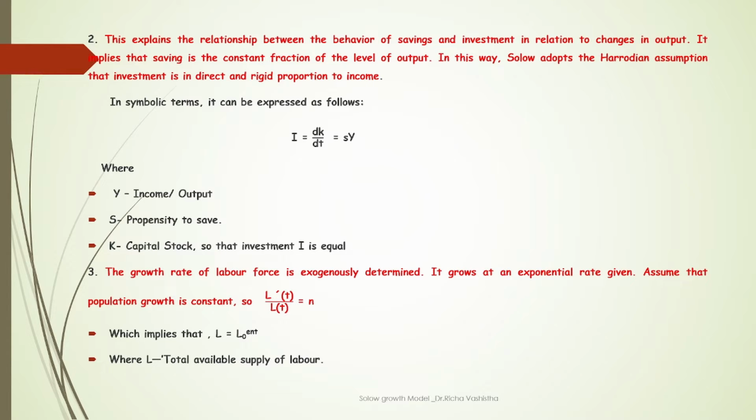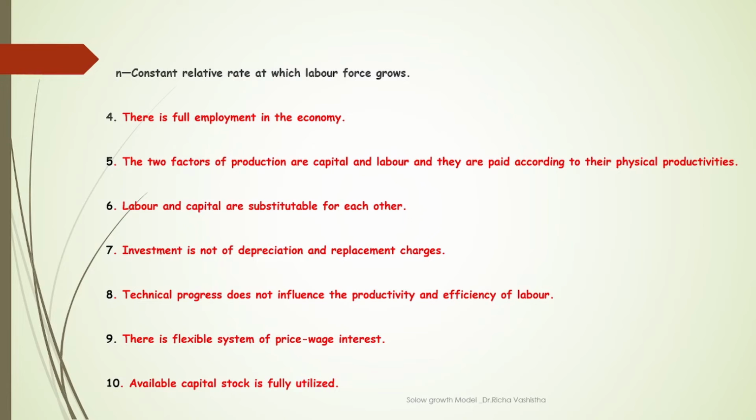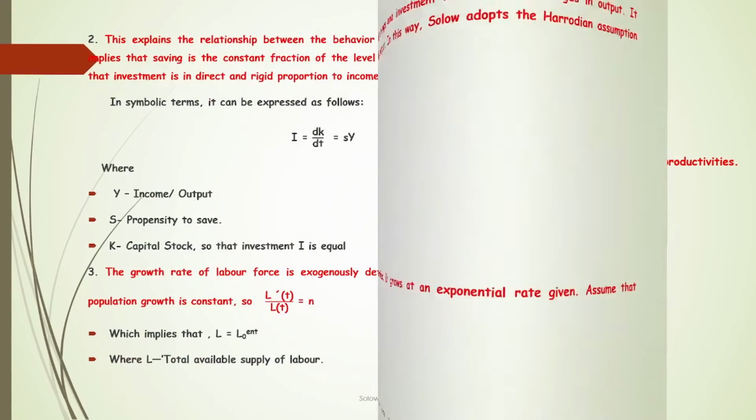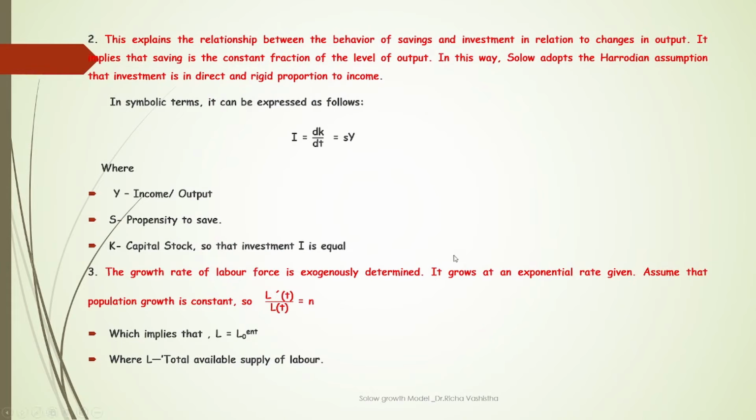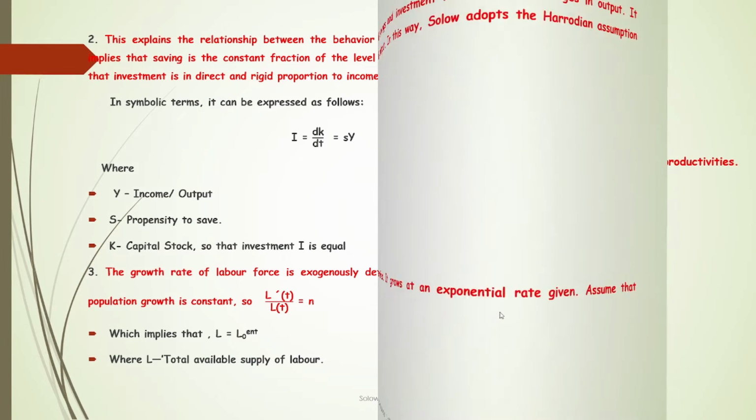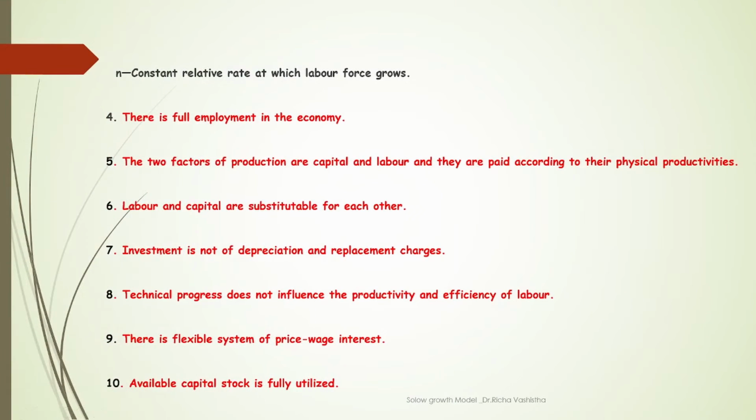L, of course, as we know, is the availability of labor. Further, this small n here shows the constant relative rate at which the labor force is growing.